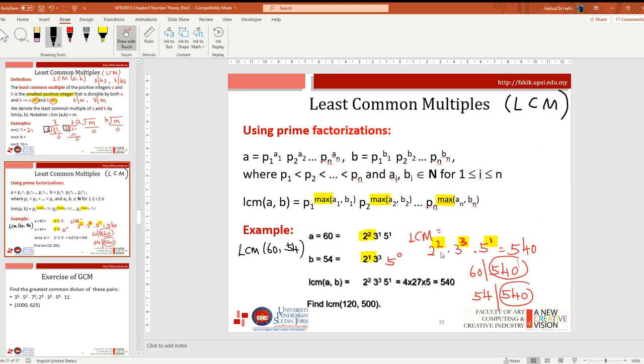And then for the LCM, we go for the maximum: 2 to the power of 2 multiplied by 3 to the power of 3, multiplied by 5 to the power of 1. Here we got the maximum. And then we got 4 multiplied by 27 multiplied by 5, equivalent to 540.